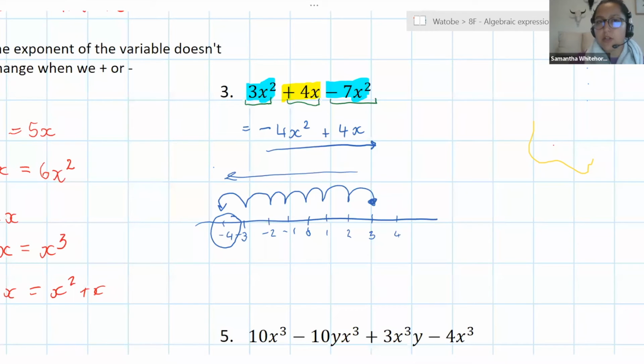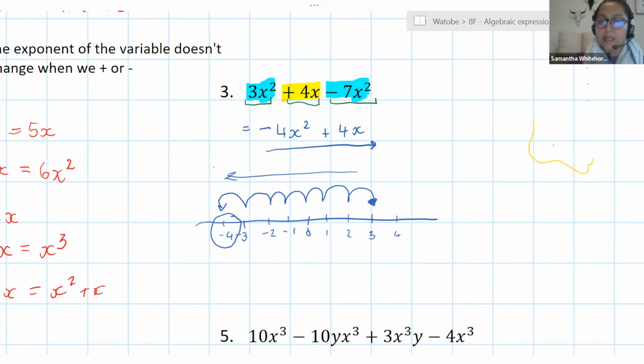Okay, so if we look at the question, we saw that we had the like terms that I've highlighted there. So the 3x squared and the minus 7x squared, those are like terms. So that means I can actually go and subtract them. So I can go and say, well, what is 3x squared minus 7x squared? And that's what I've just done on the number line here. If I've got 3 and I'm taking away 7, I'm going to end up with a negative 4.